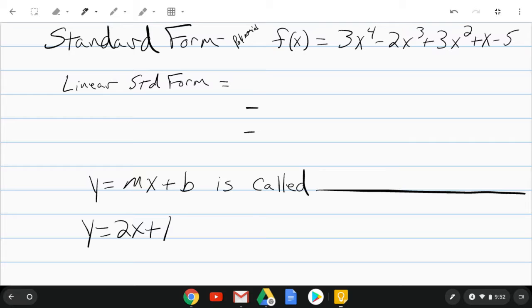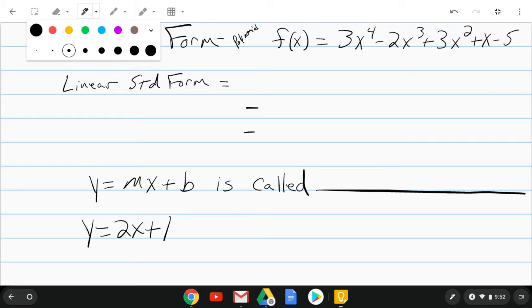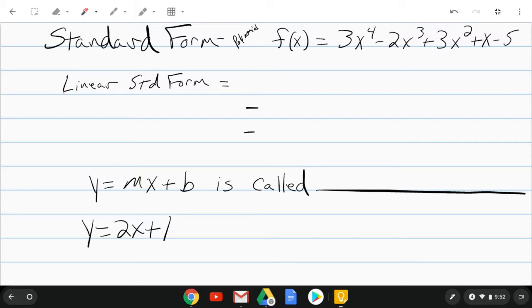But I don't like them calling it standard form here because linear equations have their own standard form. You need to write this down. It's not in your reading from last night. Linear equations have standard form, and it looks like this. I'm going to go with red so it jumps off the page at you. Linear standard form looks like this: Ax plus By equals C.